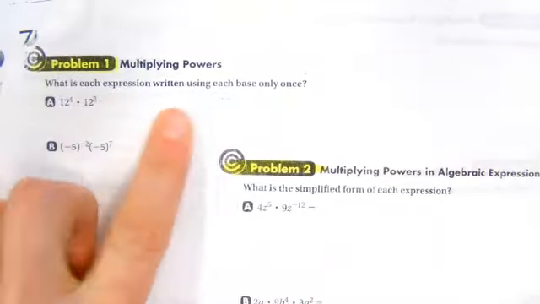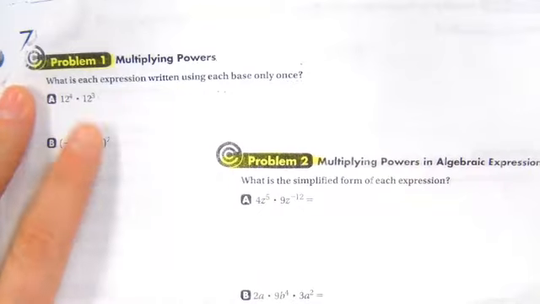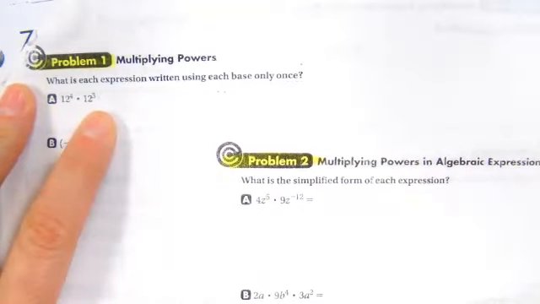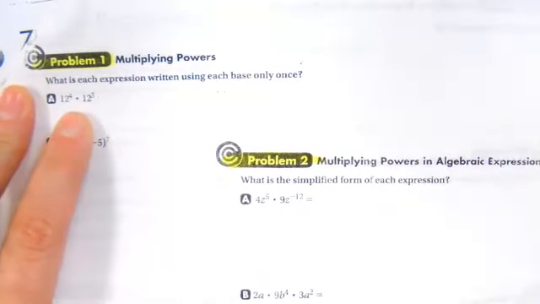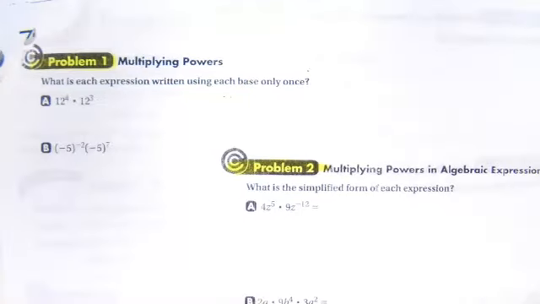Okay. First of all, if you're going to multiply powers and they have the same base, there's a rule for that. You keep that same base. Like this one says 12 to the fourth times 12 to the third. If you're going to do that, you keep the base of 12 and you add the exponents.